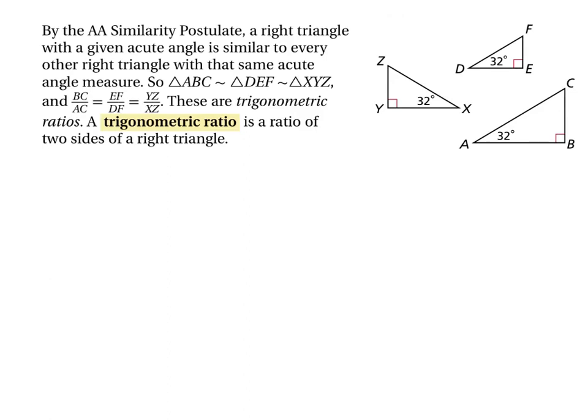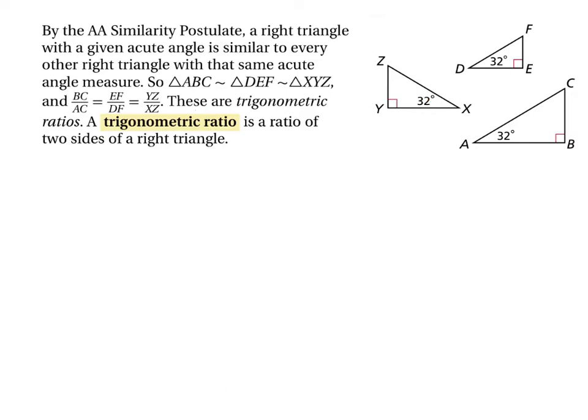By the angle-angle similarity postulate, a right triangle with a given acute angle is similar to every other right triangle with the same acute angle. So if you look at this example, we know that all three of these triangles are similar because of angle-angle similarity. And we know that all of the sides are proportional.